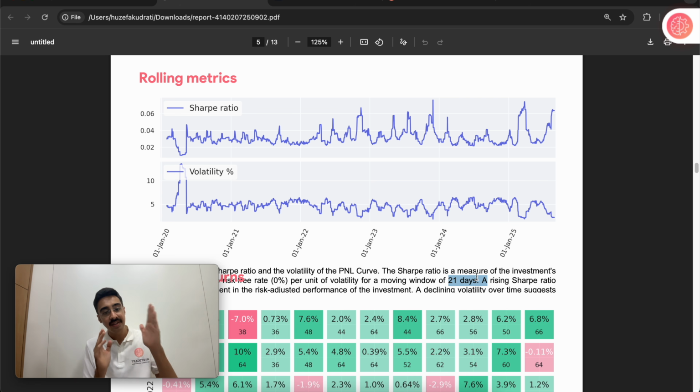So it is looking at 21 days and the Sharpe ratio is being plotted for the 21 days. Like I gave in the example right now. Similarly, it's giving you the volatility in the 21 days. Now, what exactly is Sharpe?